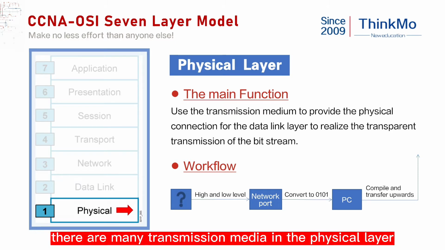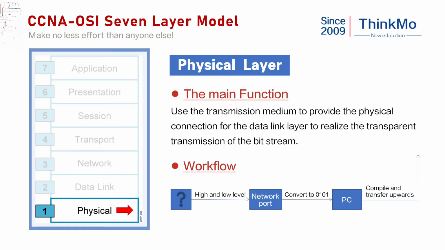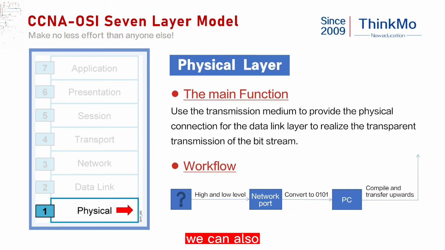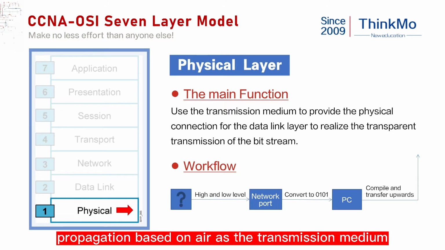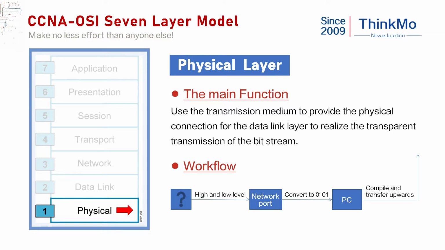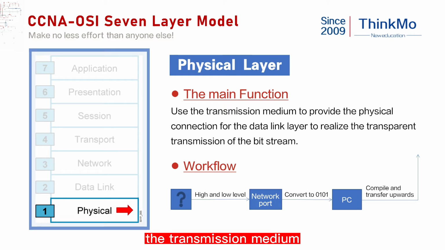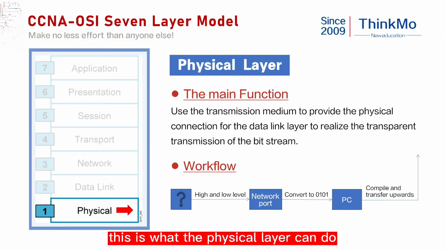There are many transmission media in the physical layer, such as cable and fiber. In the future, everyone will know if they learn wireless, we can also propagate based on air as the transmission medium. So the physical layer has a transmission medium, which can realize the interconnection between devices and data transmission. This is what the physical layer can do. But it also has some disadvantages.